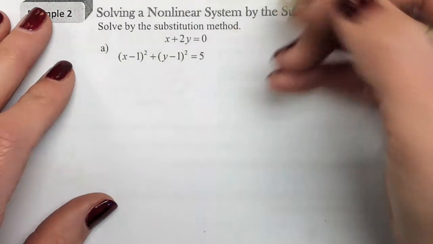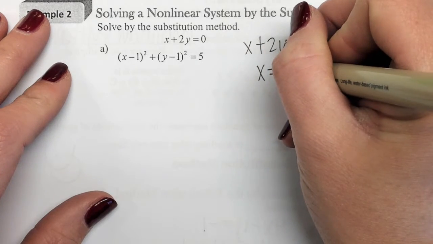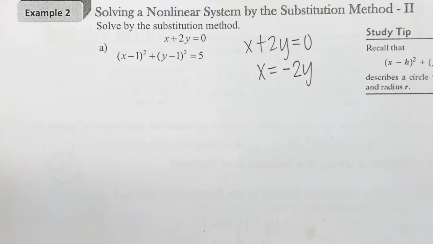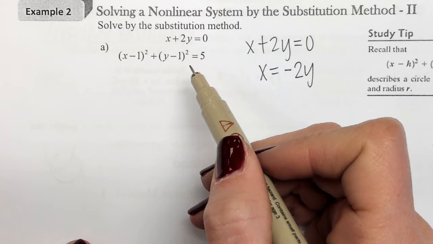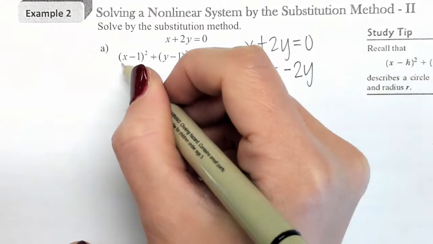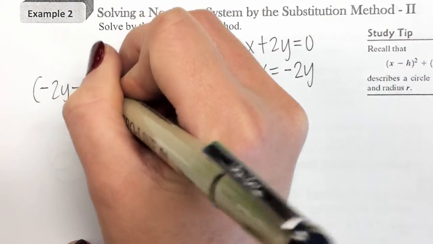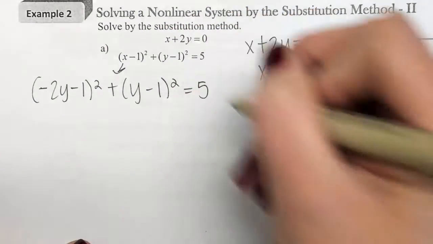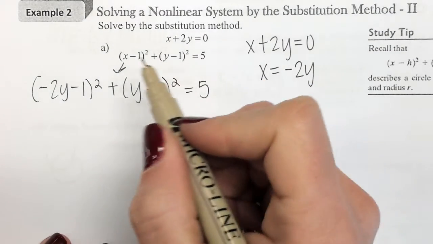X in the first one. Good. So how do I solve for X? Subtract 2y. You do. So X equals negative 2y. Perfect. Alright, so I'm rewriting this equation, except instead of X, I'm going to put what? Negative 2y right here. So nothing else changes, just the X. Negative 2y minus 1 squared plus y minus 1 squared equals 5. I'll tell you what formula that is. We know that. This one? Yeah. Standard equation for a circle.